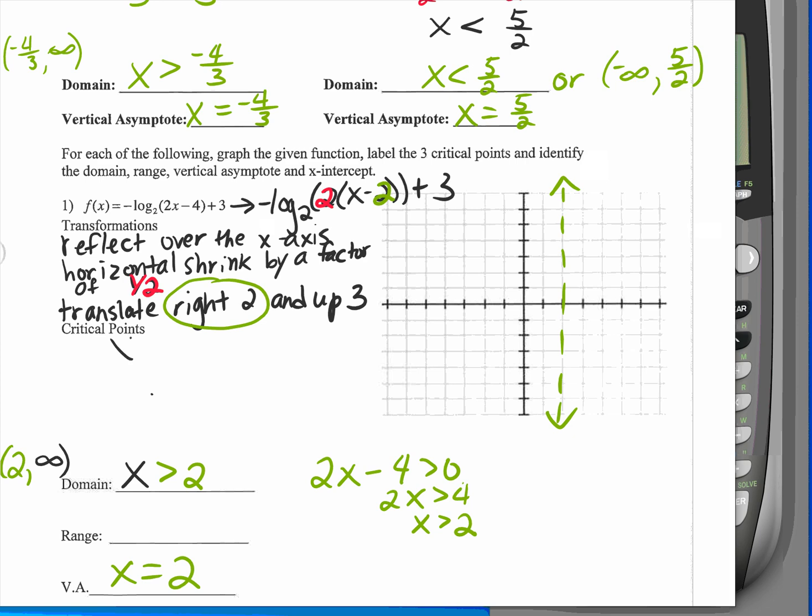Now for critical points, this is where we'll pull our information from the calculator. I know I did the transformations on the first example. Before we do that, let's put in -infinity to infinity for the range. That will be consistent for all our logarithm graphs. All right, so let's go to the calculator.